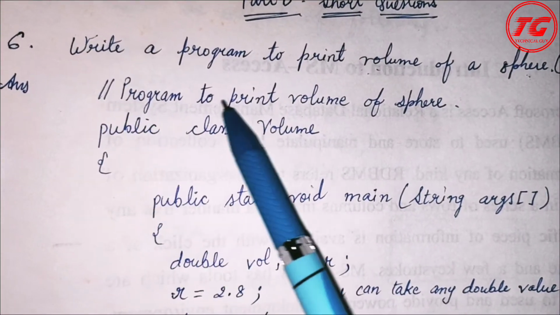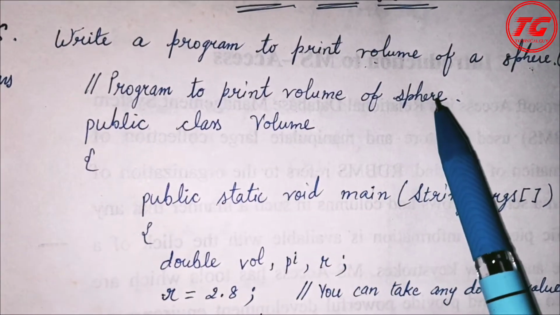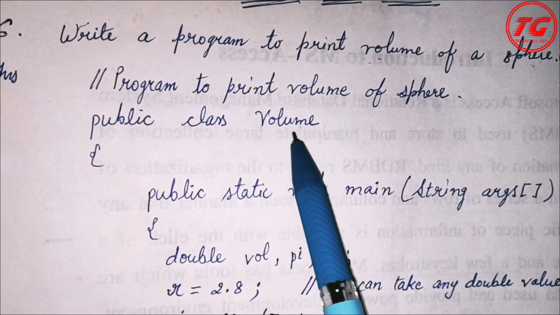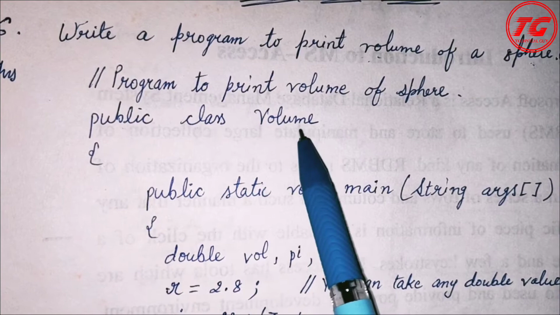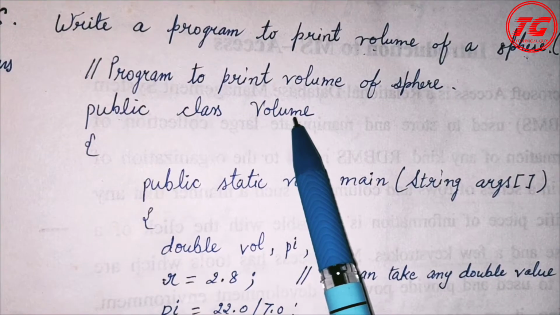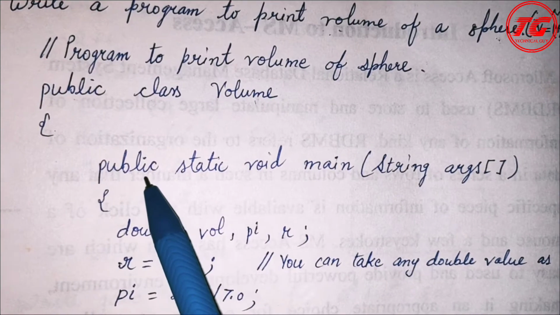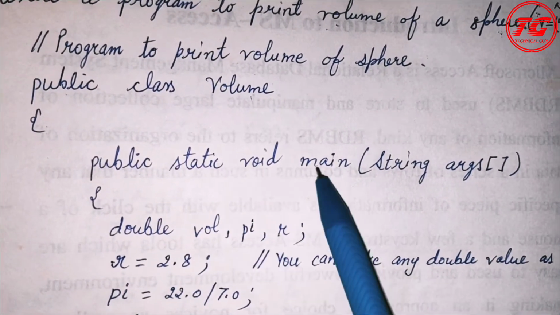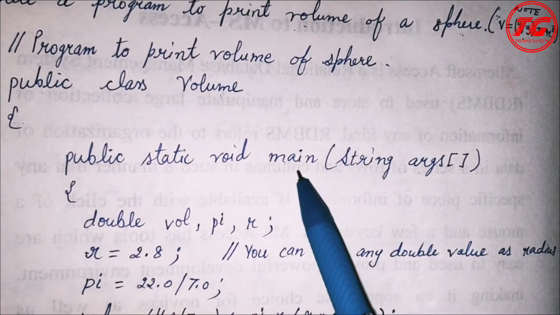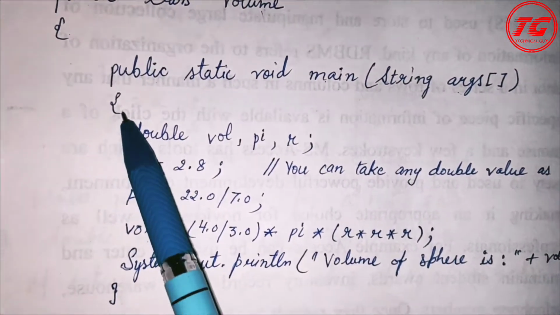Here first line is a comment line, and in the comment line I have written program to print volume of a sphere. Then we will make a class. So public class name I have taken volume. You can take any name as per your choice. Class body started. Within the class we have this main method, that is public static void main. String arguments, these are the command line arguments for the main method. Main method body is here, so main method is started.